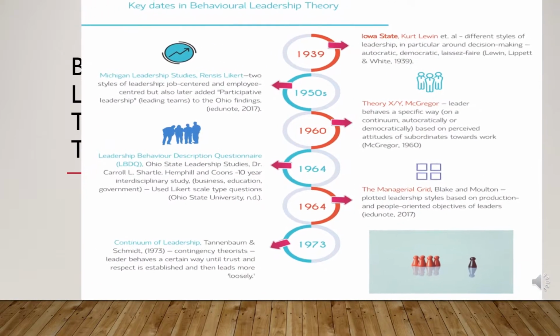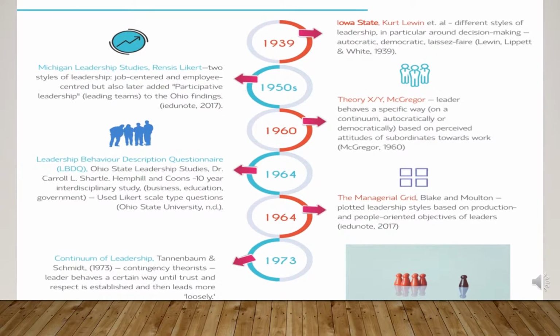The main contributors and developers of behavioral leadership theory can be seen on this timeline. Starting in 1939 in Iowa State, Kurt Lewin and associates found that there were three different styles of leadership, in particular around decision-making. They were autocratic, democratic, and laissez-faire.